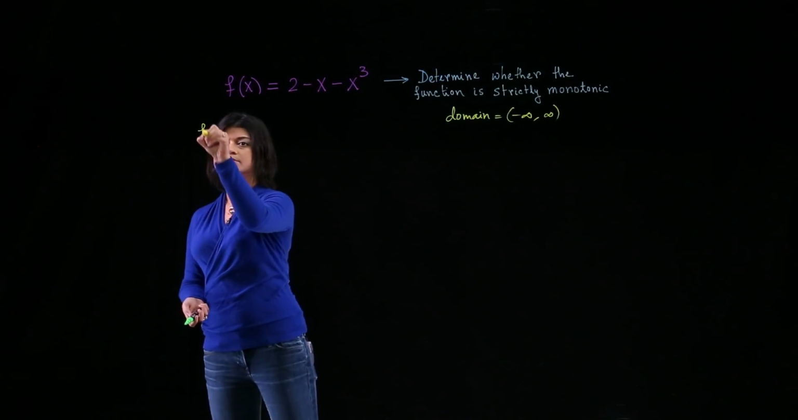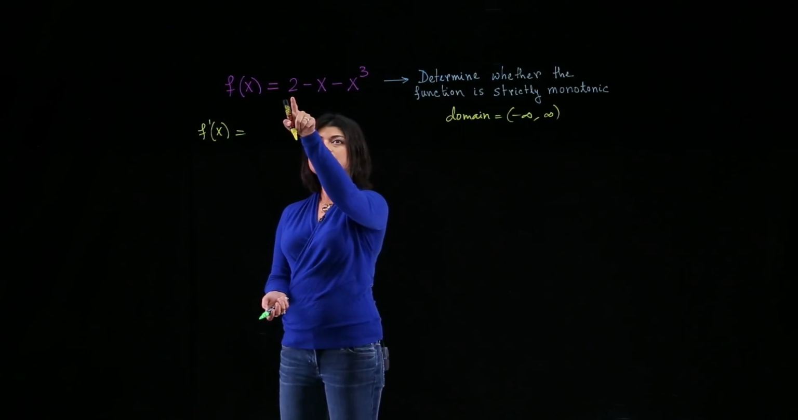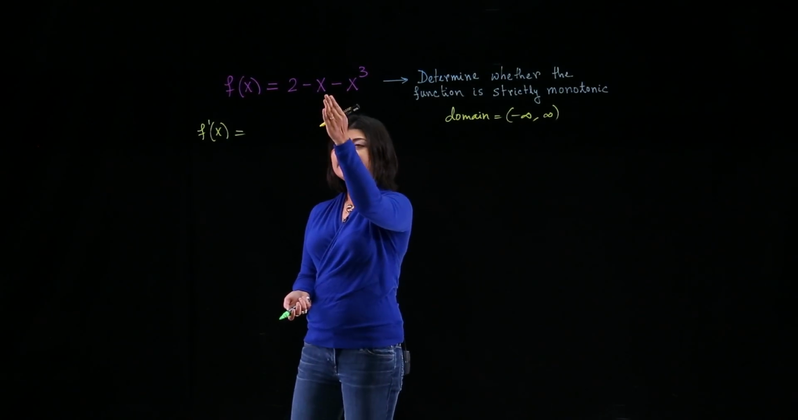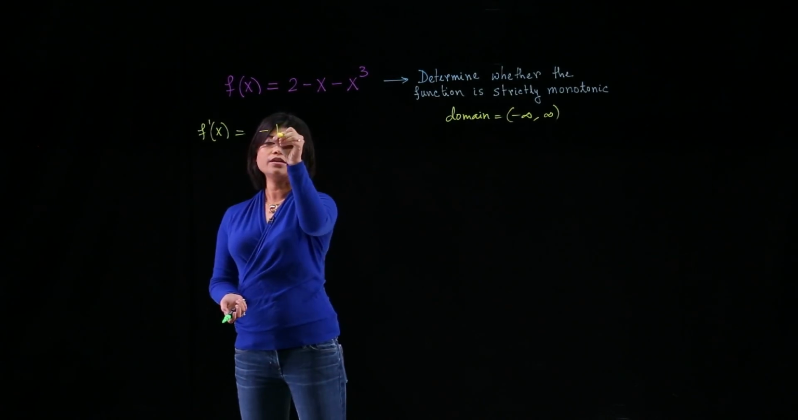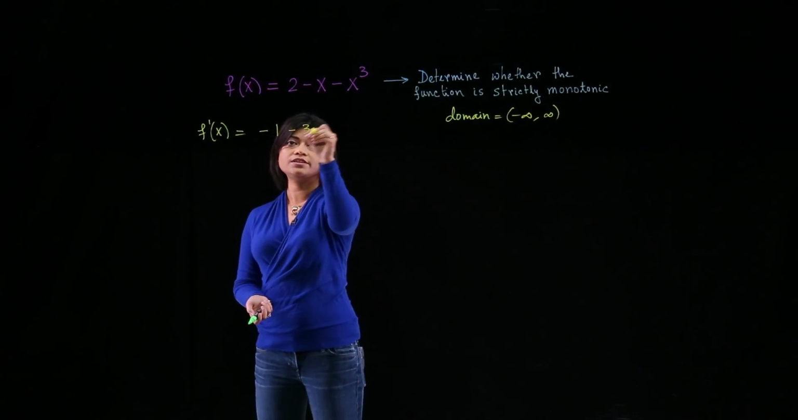So let's compute the first derivative of the function. Okay, so the derivative of 2 is 0, for negative x the derivative is negative 1, and for negative x cubed, the derivative is negative 3x squared.